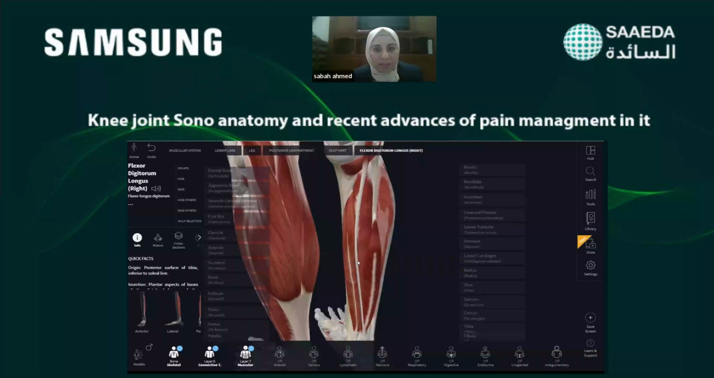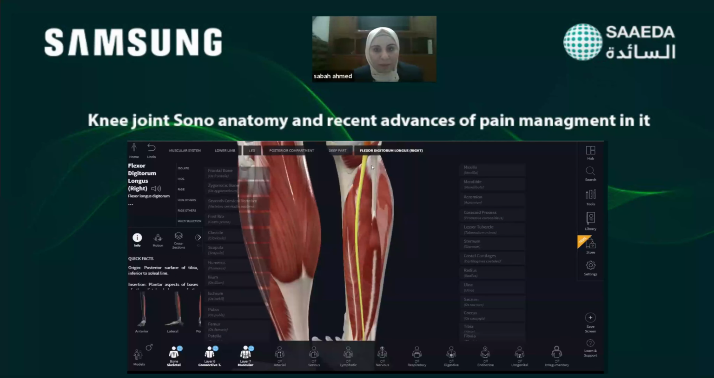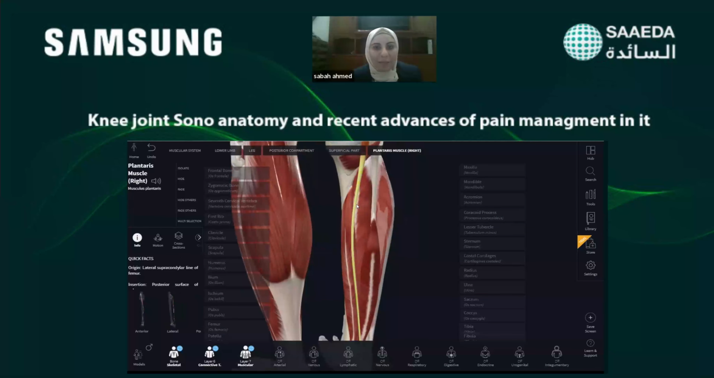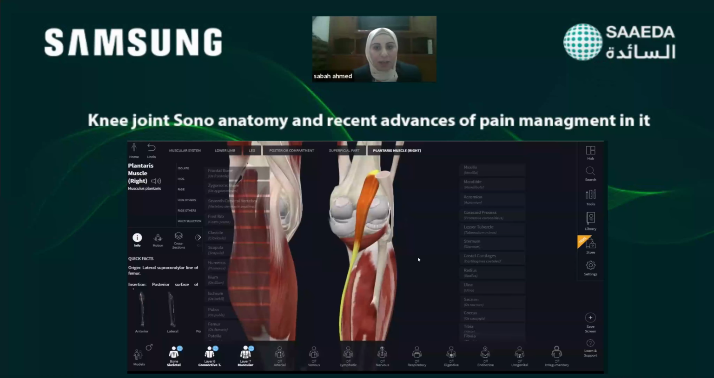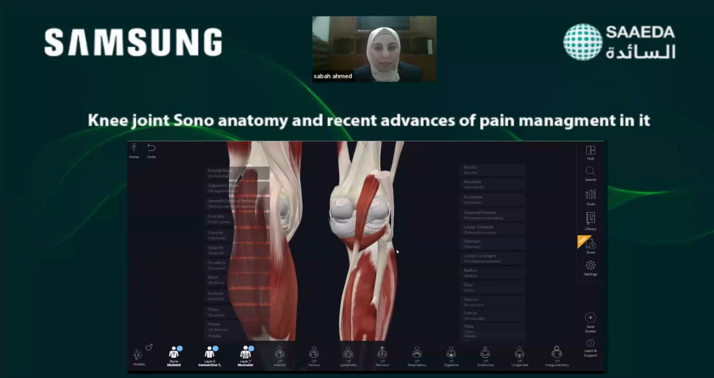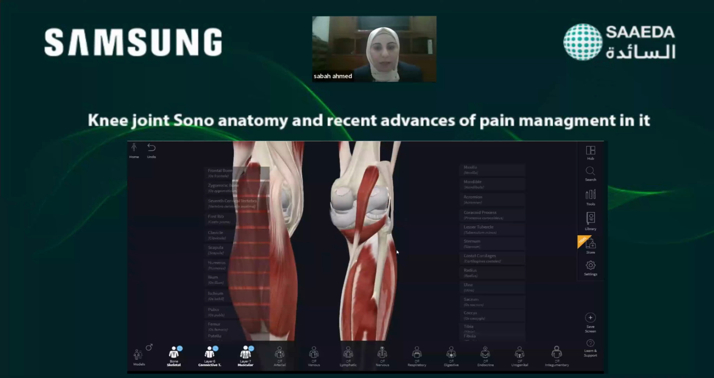So what is this muscle? This muscle, this is a small one. This is called the plantaris muscle. Sometimes this muscle can cause pain, especially in football players, and during eversion of the foot that can cause pain or sometimes rupture of this tendon. So if you see fluid collection between the medial and lateral meniscus heads, you can suspect that it is a rupture of the plantaris muscle.